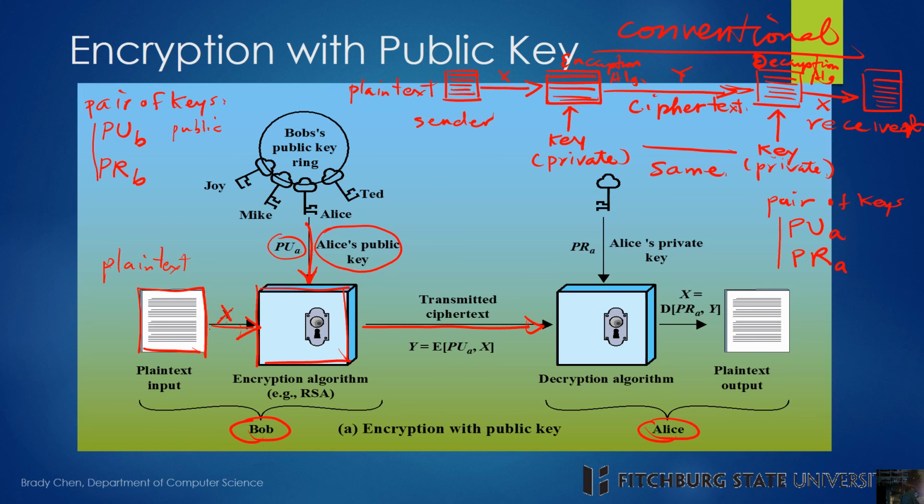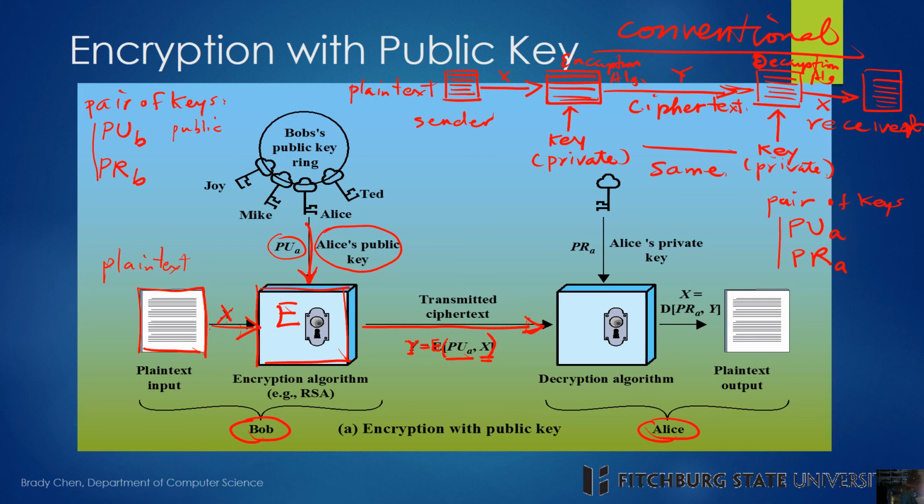Okay, so now if we treat the encryption algorithm as a math function, we call it E. So basically, when Bob wants to create a ciphertext, Bob needs to have the public key of Alice and the plain text, and then apply the function E. So you use PUA and X as the parameters for the encryption function, encryption algorithm, and then you generate the ciphertext Y. Okay. Now then you send the Y to Alice.